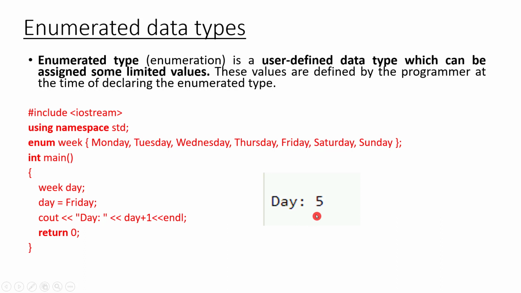It will be 5. And one more main thing to note is that we are defining the program with integers: 0, 1, 2, 3, 4, 5. As it is Friday plus 1, Saturday comes under the fifth one, starting from 0. So the first one is 0, 1, 2, 3, 4, 5. So the value returned will be 5. Suppose we define day equal to Tuesday, then day plus 1 means Wednesday. So 0, 1, 2. This will be day 2.